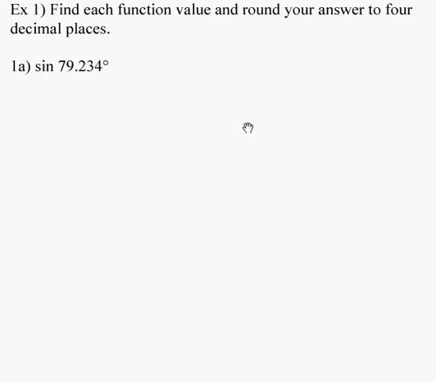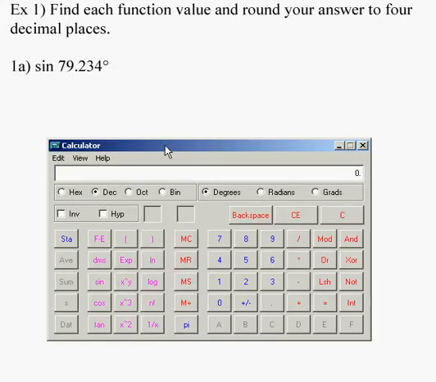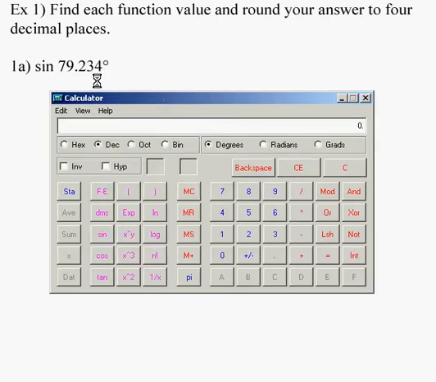Once we know that it's in degree mode, it's a fairly simple thing. So let's find some of these trig values and round them to 4 places. I'm going to use the little calculator that comes with the computer. So for the sine of 79 degrees, 0.234 decimal degrees, what we're going to do is type in 79.234. And again here on the computer's calculator, I'm making sure I'm in degrees. And then all we have to do is to press the sine button.